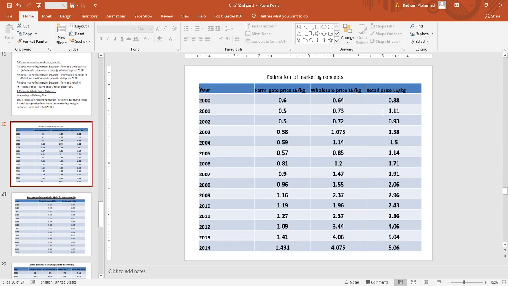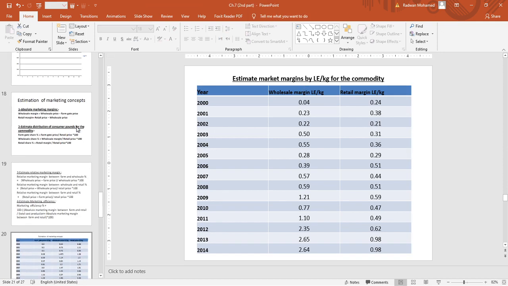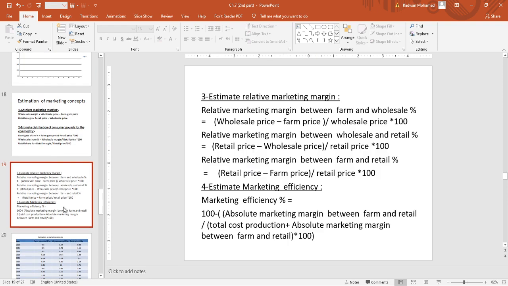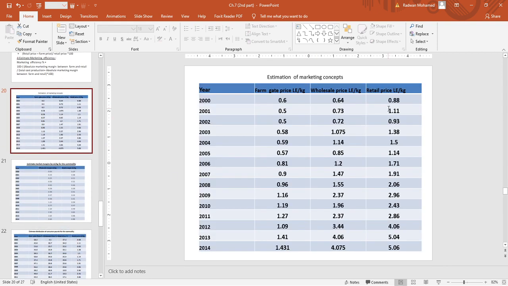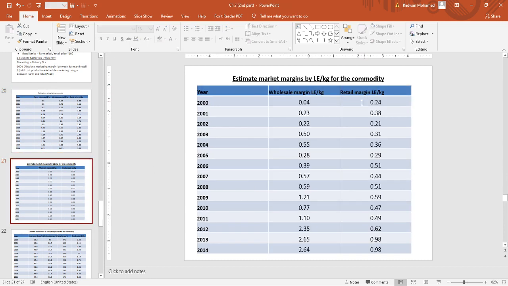Again, I want to calculate something like the 2002 retail margin. What is the retail margin? Again, go to the laws. The retail margin equals retail price minus wholesale. What is the retail price? This one minus this one is equal to the retail margin.